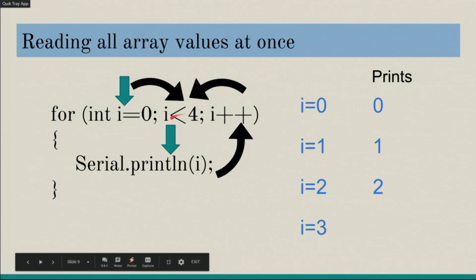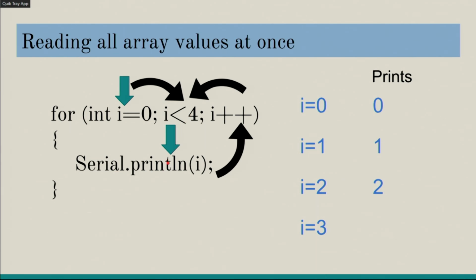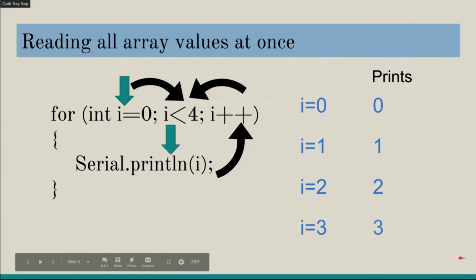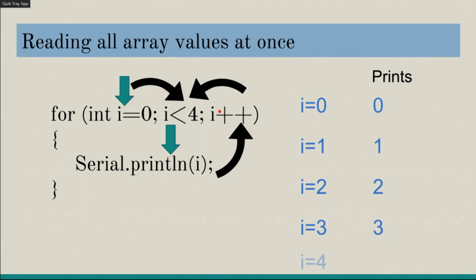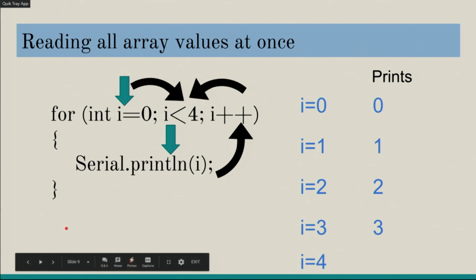Check. Is 3 smaller than 4? True. Come here and print. 3 is printed. Now we go again, increment. Now I is 4. And here we compare. So I is 4. Is 4 smaller than 4? No. So this is false, and the loop exits.